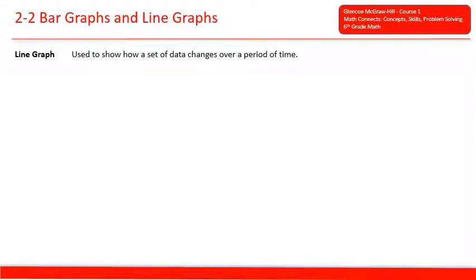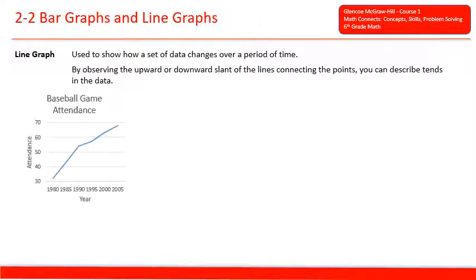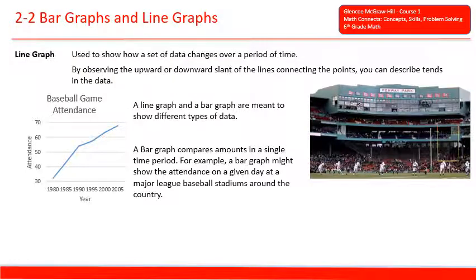A line graph is used to show how a set of data changes over a period of time. So by observing the upward or downward slant of the lines connecting the points, you can describe trends in the data. So, baseball game attendance: a line graph and a bar graph are meant to show different types of data. A bar graph compares amounts in a single time period.